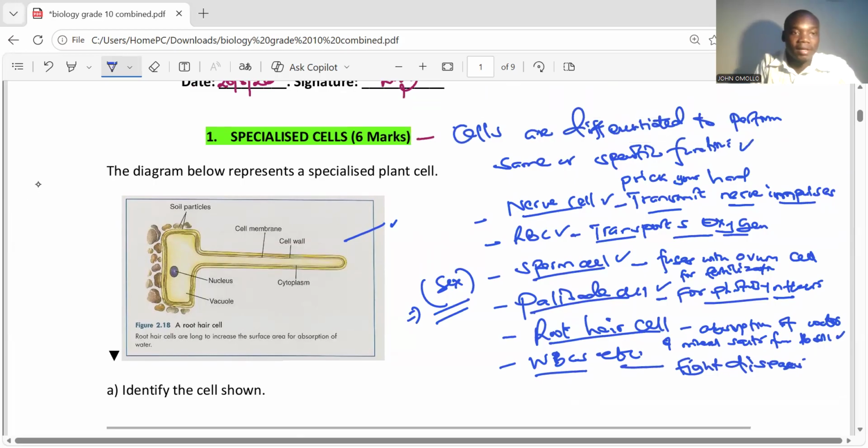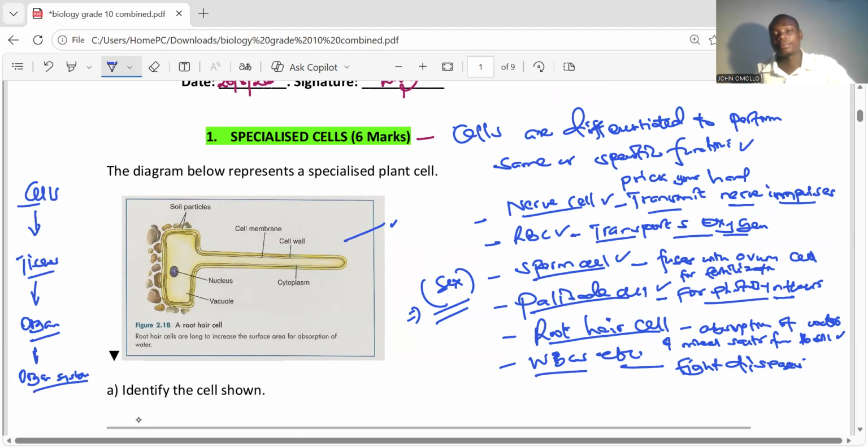A group of cells makes what is referred to as tissue. A group of tissues are specialized to perform the same function. They are specialized and they form organ. From organ, we go to organ system. Are you getting that? So it is through the cell we get tissues, and then from tissues we get organ and organ system. Now, we have a diagram below representing a specialized plant cell.